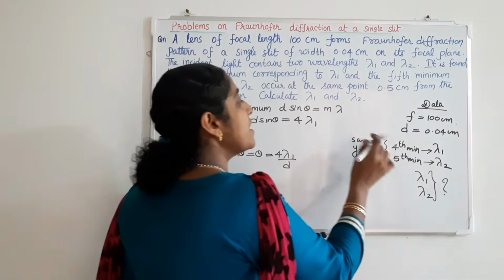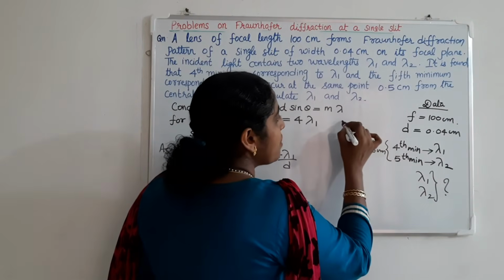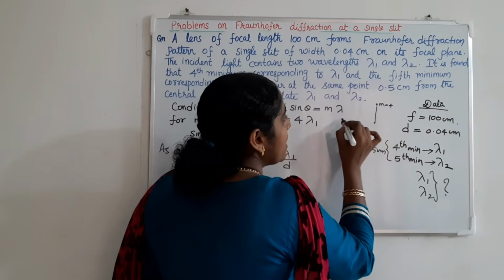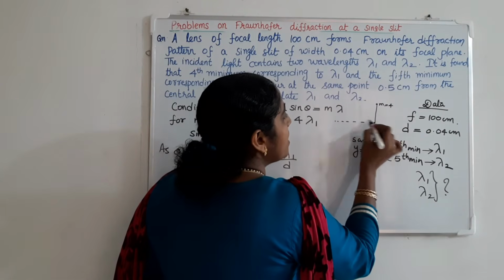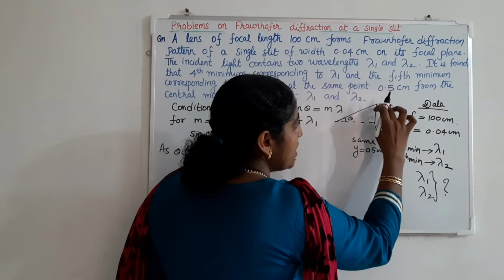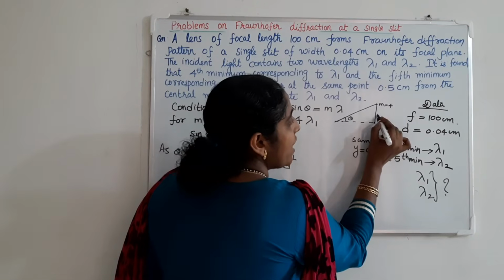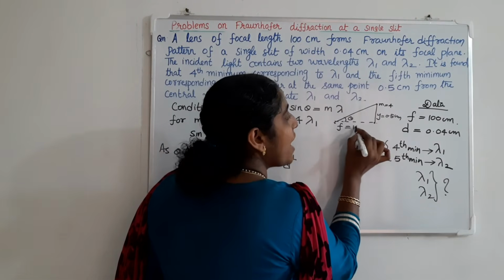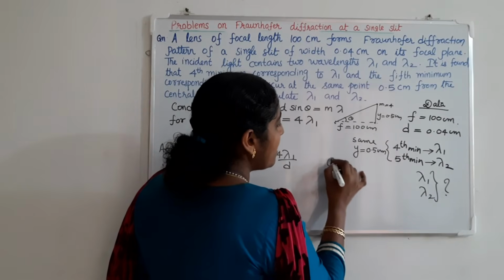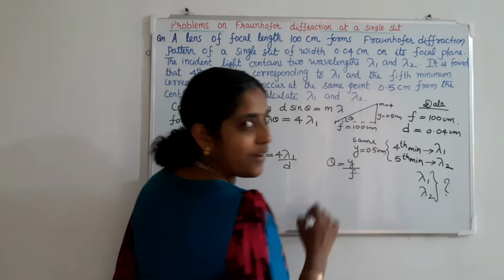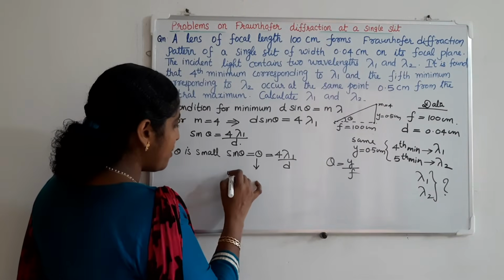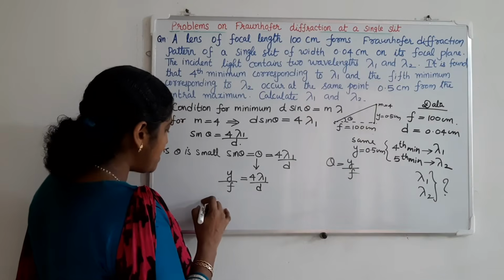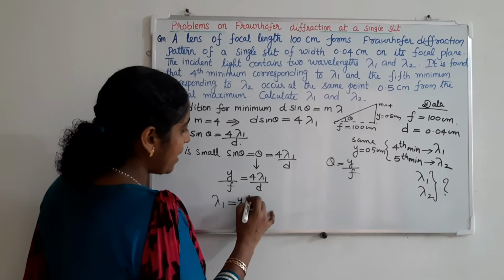Now, for the angle of diffraction corresponding to this fourth minimum, we can draw the diagram like this. From the central bright band, this is the m equal to 4th minimum. From the central position, this angle is theta. So the distance of the fourth minimum from the central bright band is y equal to 0.5 centimeter. The distance between slit and screen is the focal length, equal to 100 centimeter. So this angle theta is equal to arc by radius, from that we can write theta equal to y by f. On substituting, theta is y by f equal to 4 lambda 1 divided by d. Then we can write lambda 1 as y d by 4f.